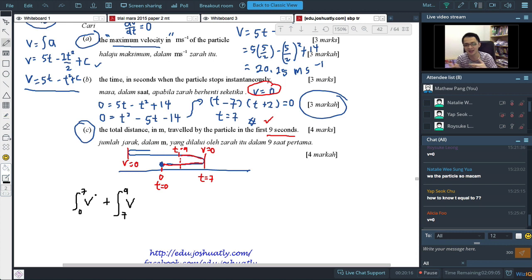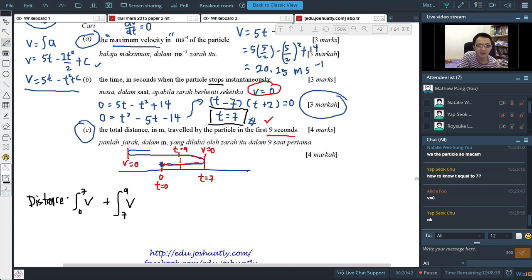How do we know t equals 7? Because we already found it in part B. Part B actually asks when the particle stops, right? When the particle stops, you will get the time is 7. So this is the reason why I know it is 7. Alright. So I will just need to find over here, then I can easily know the total distance. Okay, distance is highly related to displacement, which we call s in this case. But displacement is not the distance, they are related.